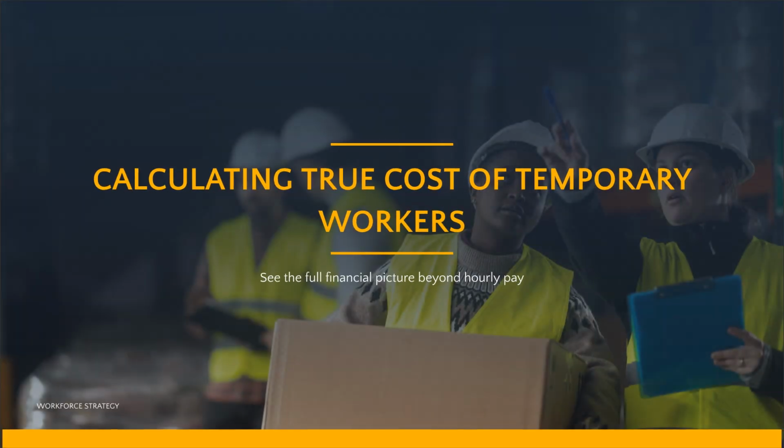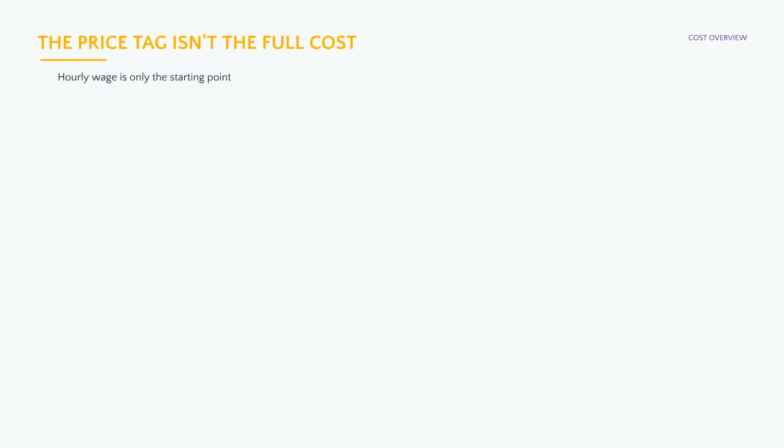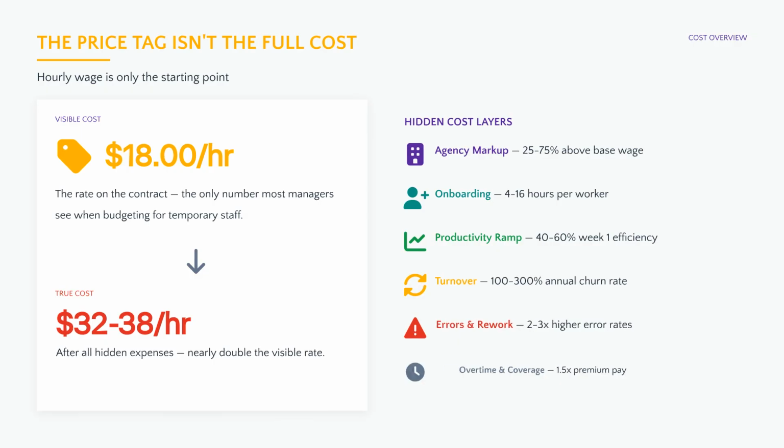This video will focus on calculating the true cost of temporary workers, looking beyond just the hourly pay to reveal the full financial picture. The hourly wage is only the starting point. The visible cost of $18 an hour can nearly double to a true cost of $32 to $38 an hour after accounting for hidden expenses.